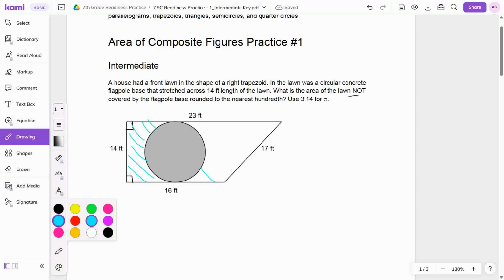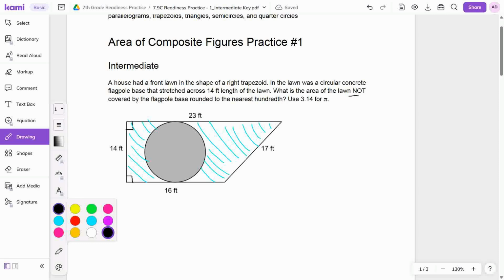This is a right trapezoid, and so we have two right angles here because it is a trapezoid. It's a quadrilateral with two sides that are parallel, only one pair of parallel sides, and it's got right angles. So we're looking for that blue section right there.